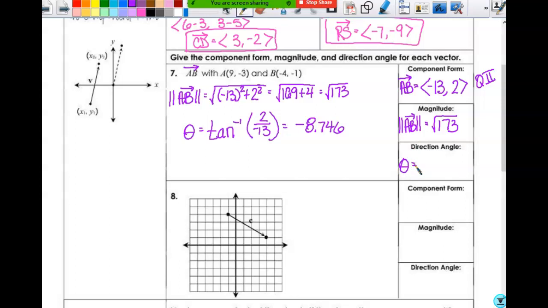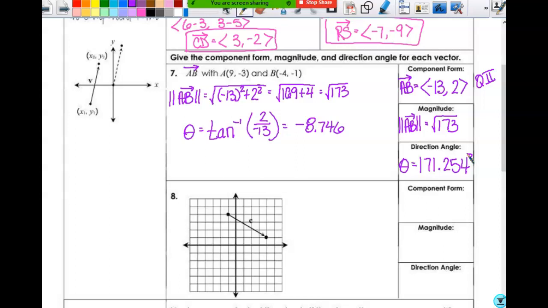So that negative gave me a fourth quadrant angle. I want it in the second quadrant, so I just add 180 to what I got. And I get 171.254 degrees.